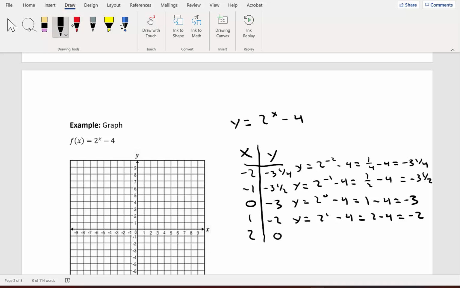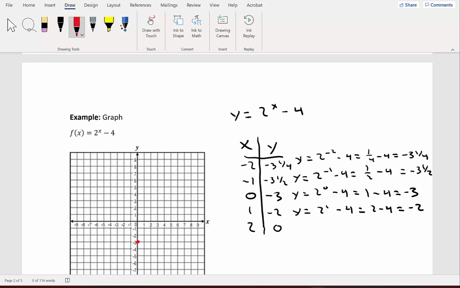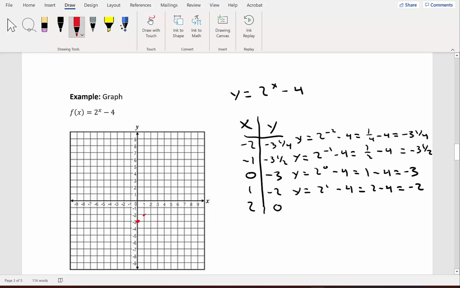Now let's go ahead and plot these points, and we'll sketch our graph. So I have 0, negative 3. I have 1, negative 2. I have 2, 0. Then I have negative 1, negative 3 1/2. Then negative 2, and I actually made a mistake right here. There should have been negative 3 3/4. I have negative 2 and negative 3 3/4, which gives me this point.